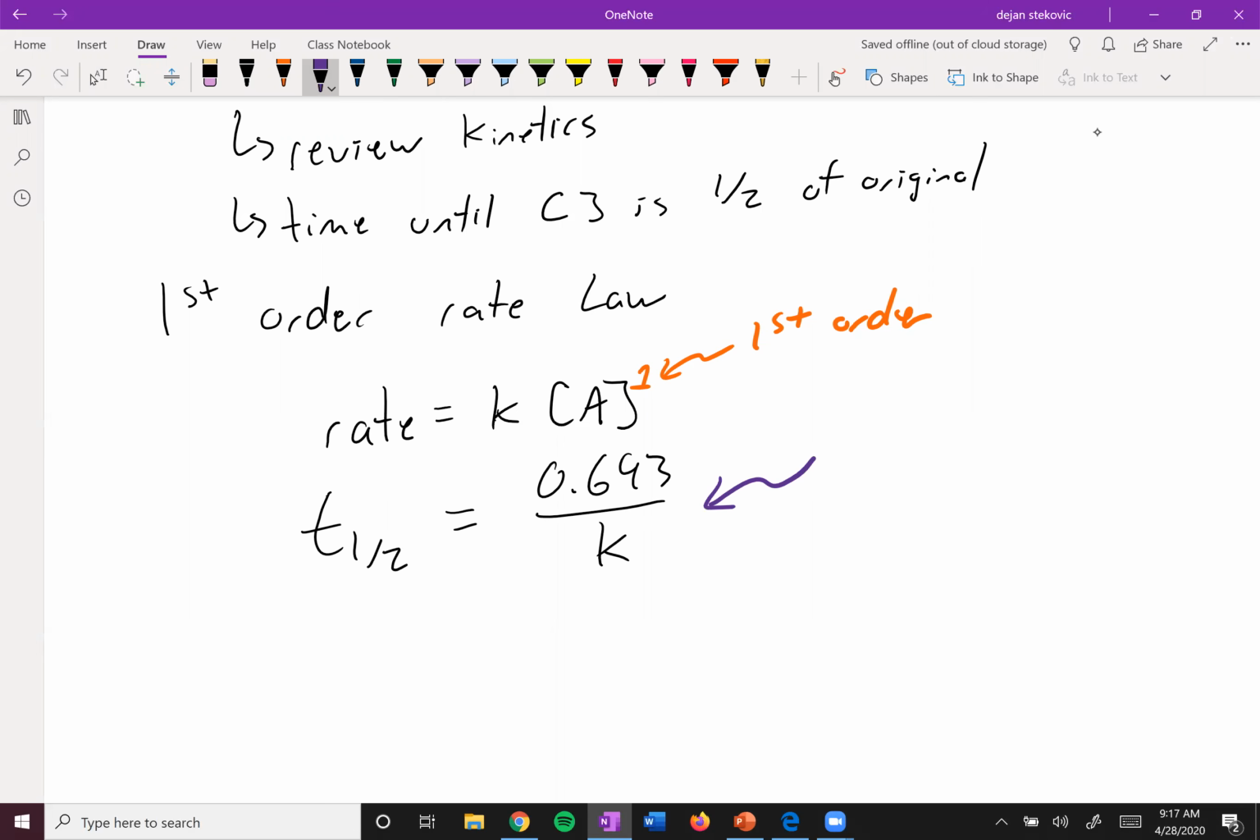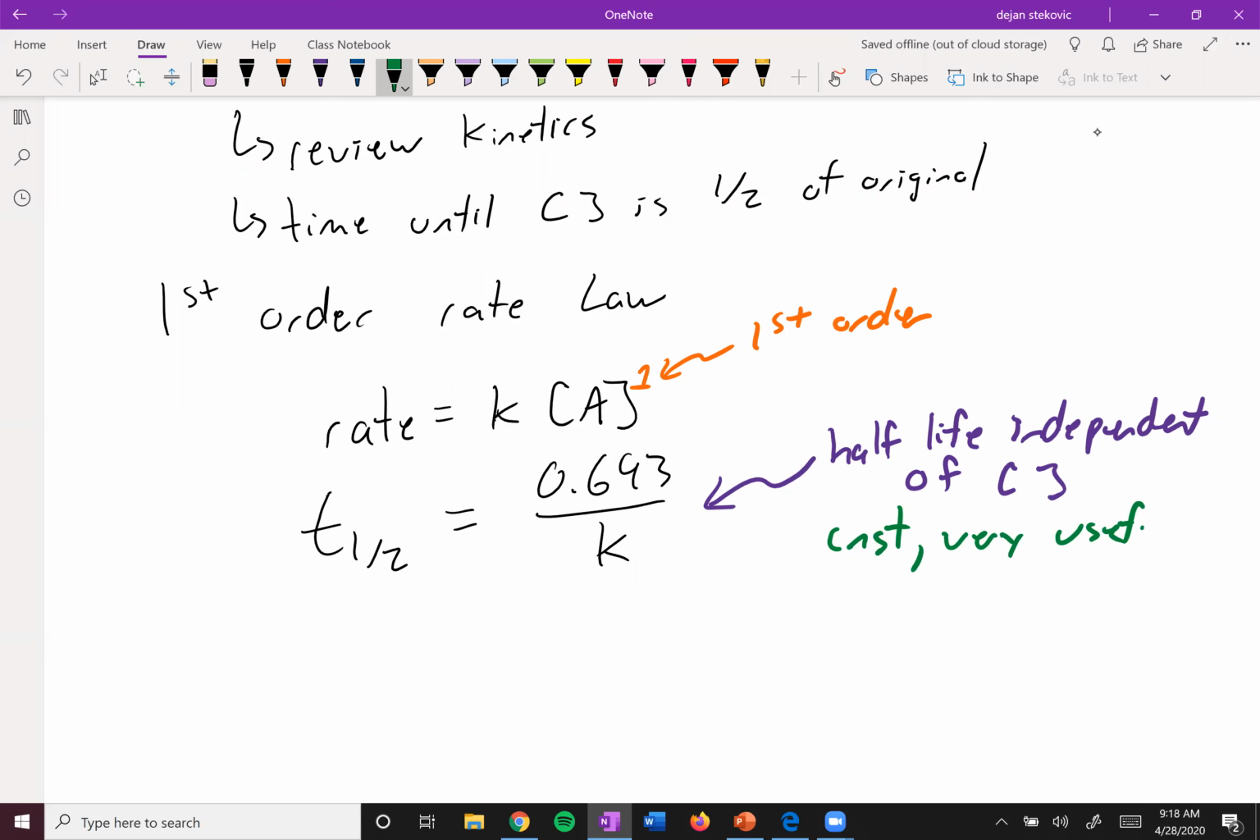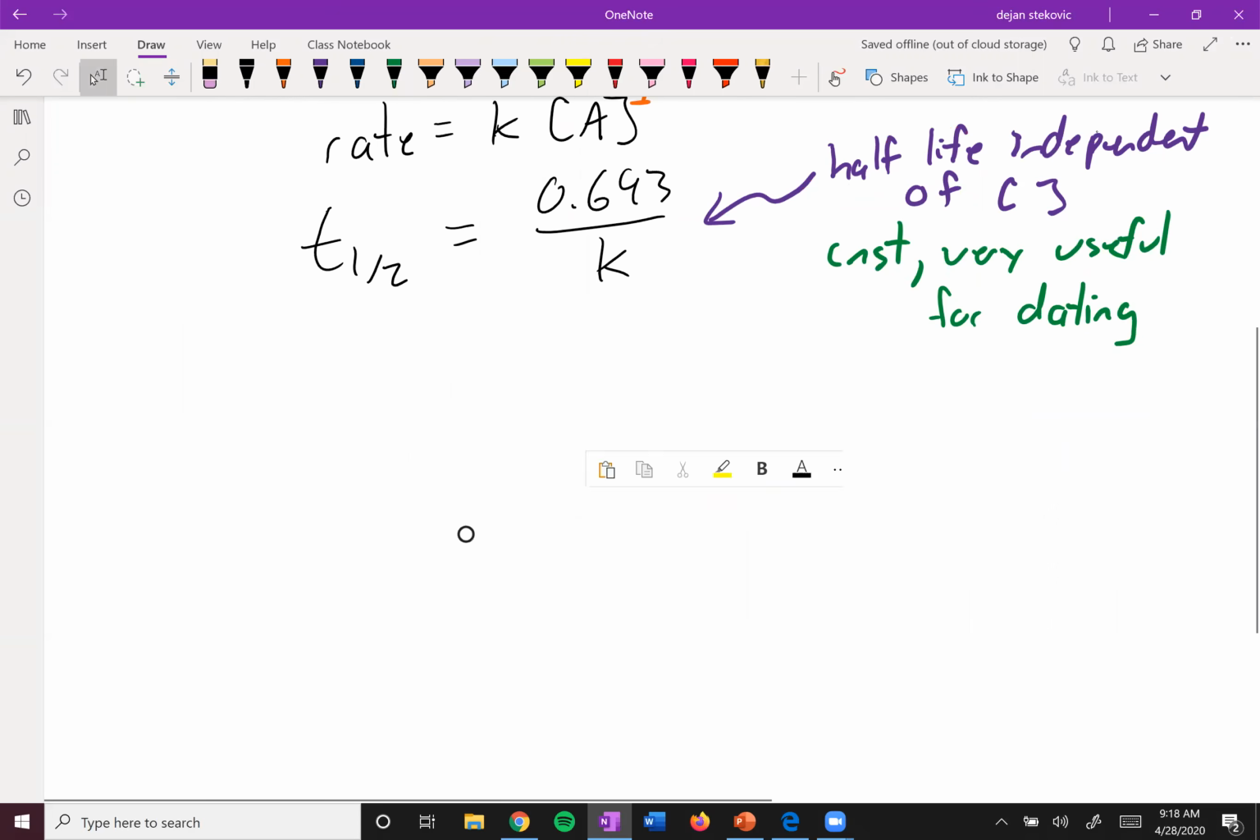The main thing for this half-life is that it's independent of concentration. What that means is that this half-life is constant. Since it's independent of concentration, the first half-life is going to be the same length as the second half-life, the third half-life, the fourth half-life, and so on. And so it's very useful to date things, to figure out how old something is. Here's a diagram of that.